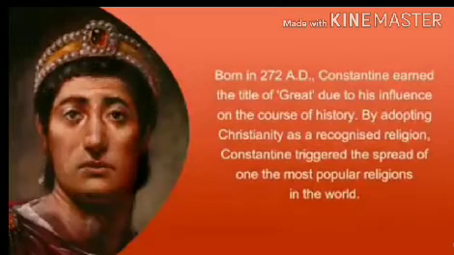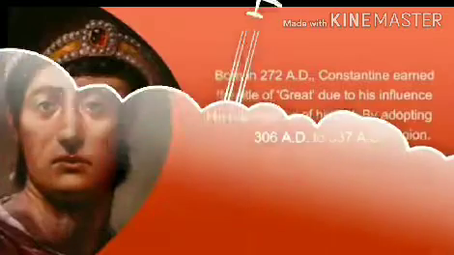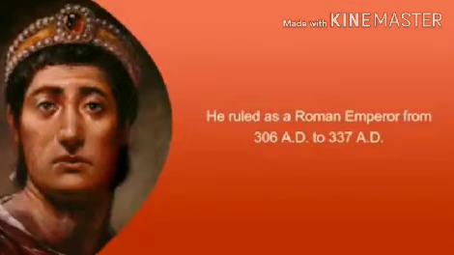Constantine, born in 272 AD, earned the title of Great due to his influence on the course of history by adopting Christianity as a recognized religion. Constantine triggered the spread of one of the most popular religions in the world. He ruled as a Roman emperor from 306 AD to 337 AD.